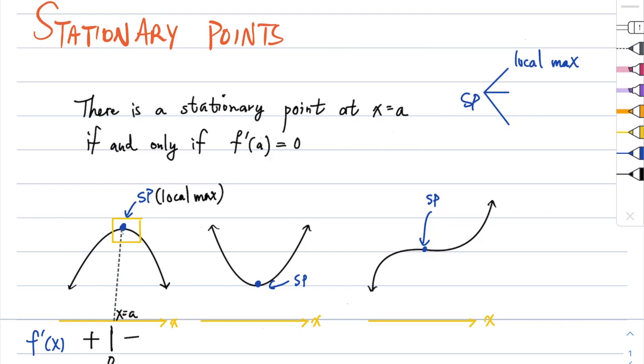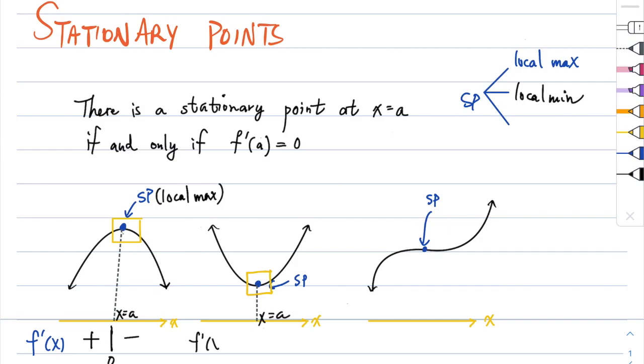In a similar way, down here, if we look in the locality of the stationary point, so if we look around it, we can see that in the locality, the stationary point is the lowest, or the y values of the stationary point are a minimum. So we call that a local minimum. So I'm going to drop that down here. Let's say that this local minimum occurs at some x equals a.